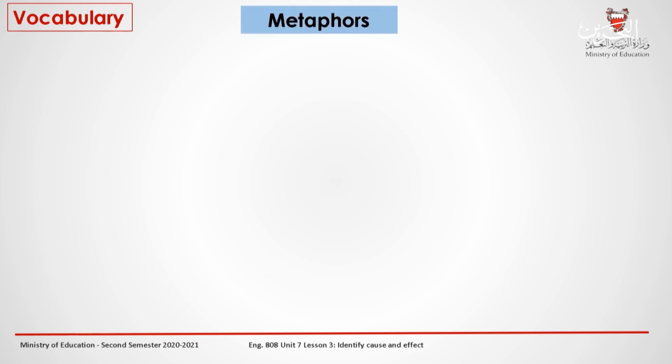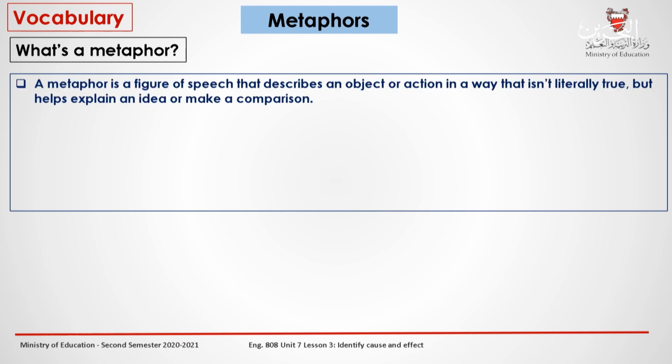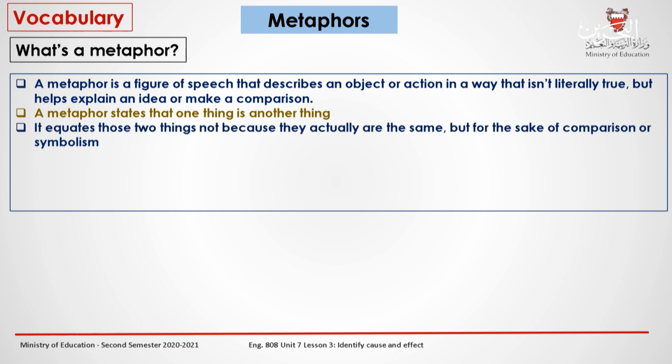Vocabulary. Metaphors. What is a metaphor? A metaphor is a figure of speech that describes an object or action in a way that is not literally true, but helps explain an idea or make a comparison. A metaphor states that one thing is another thing. It equates those two things not because they actually are the same, but for the sake of comparison or symbolism. If you take a metaphor literally, it will probably sound very strange.